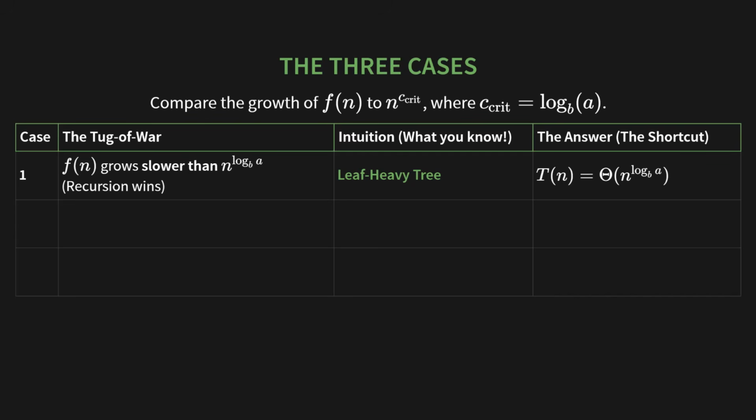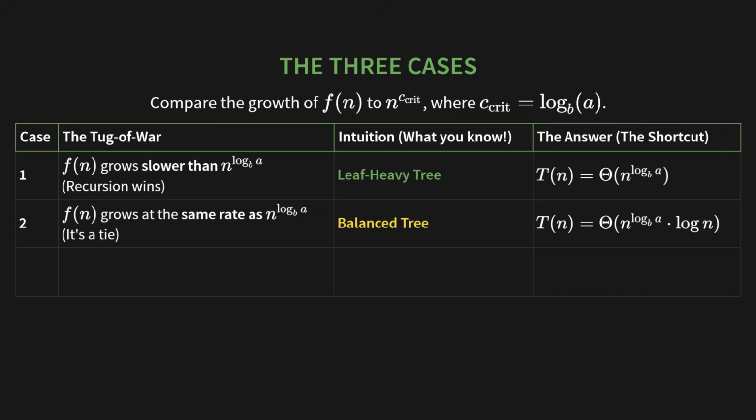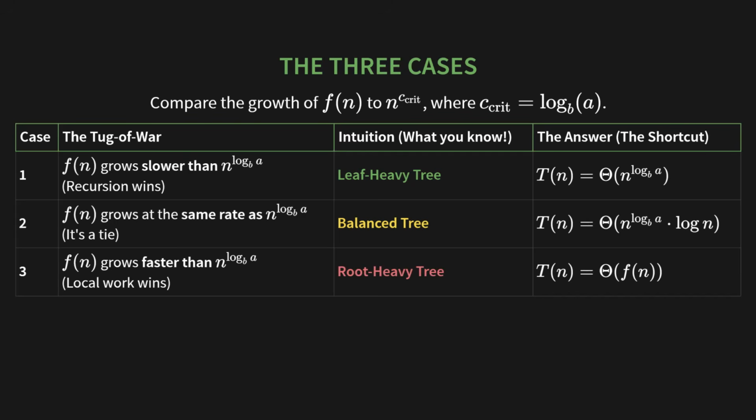Case 2. It's a tie. This is when f of n grows at the same rate as n to the log base b of a. The intuition here is a balanced tree, and the answer is almost the same, but we multiply by a log n factor. Theta of n to the log base b of a times log n. Case 3. The local work wins. This happens when f of n grows faster than n to the log base b of a. This, of course, is our root-heavy tree, and the answer couldn't be simpler. It's just theta of f of n.